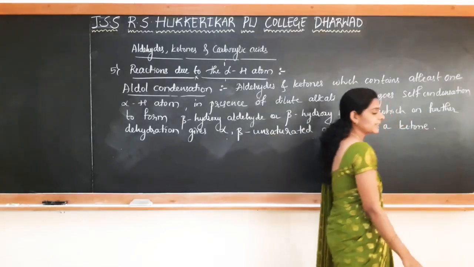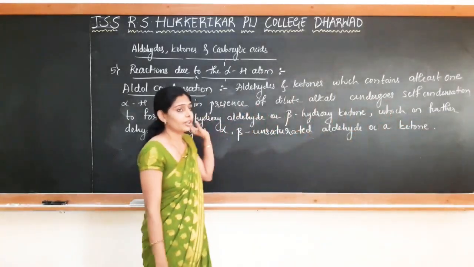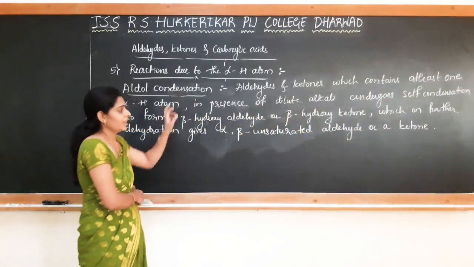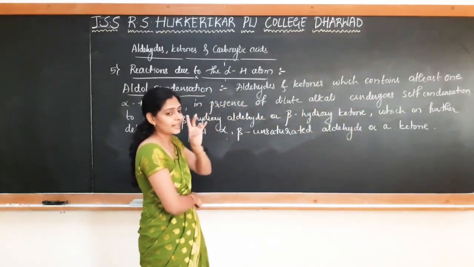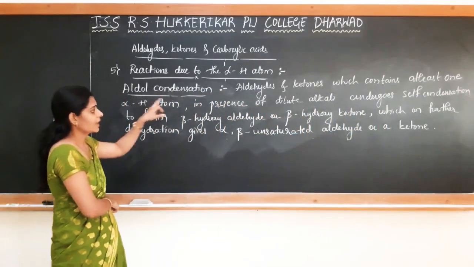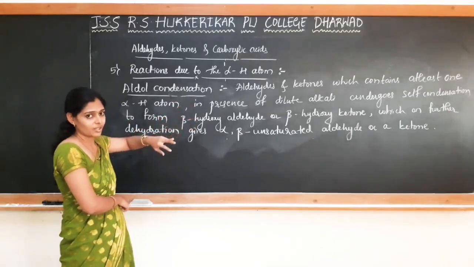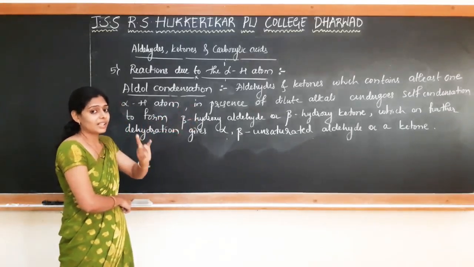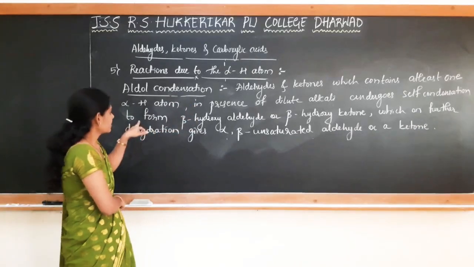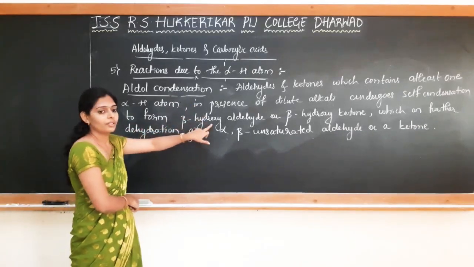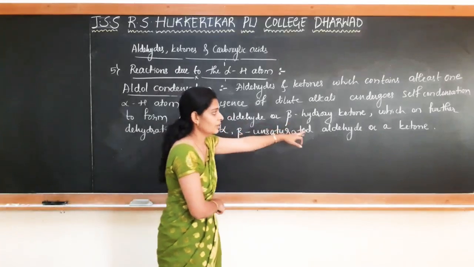So this complete reaction is considered as aldol condensation reaction. Aldehydes and ketones which contain at least one alpha hydrogen, in presence of dilute alkali, undergo self-condensation. Means two molecules will react among themselves. So there is a formation of beta hydroxy aldehyde or a beta hydroxy ketone.